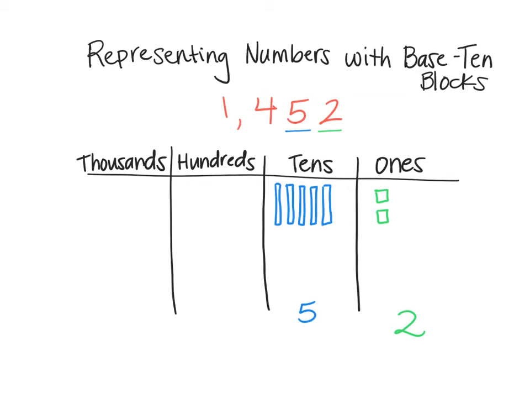Then when I look at my hundreds place, I see I need to have 4 of the hundreds blocks. So that would look like this. 1, 2, 3, 4. An extra step that you could take here is also labeling these. This is always an extra thing to do to make sure that you have the right number shown. So right here I have 4 of the hundreds blocks shown.